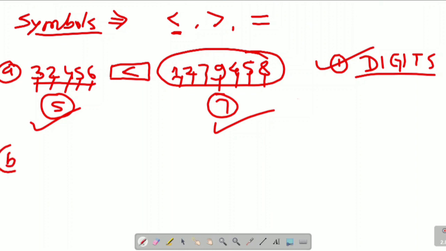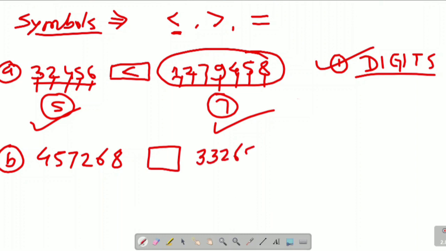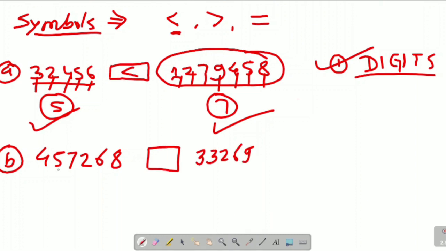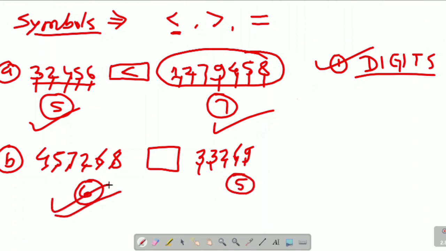Let me give you another example. 4, 5, 7, 2, 6, 8, and 3, 3, 2, 6, 9. Now count the digits for the left side number: 1, 2, 3, 4, 5, 6, and the right side: 1, 2, 3, 4, 5. So now you can see which number has more digits. The left side number has more digits, so we will use the greater than symbol here. In this way you can compare between the numbers. So it was the first tip.